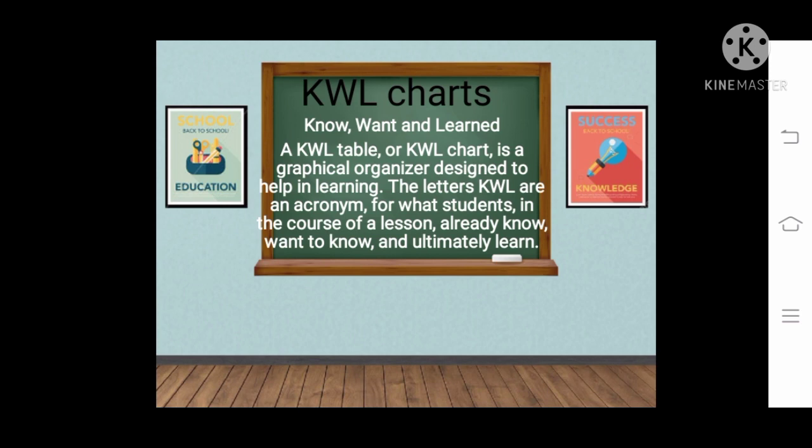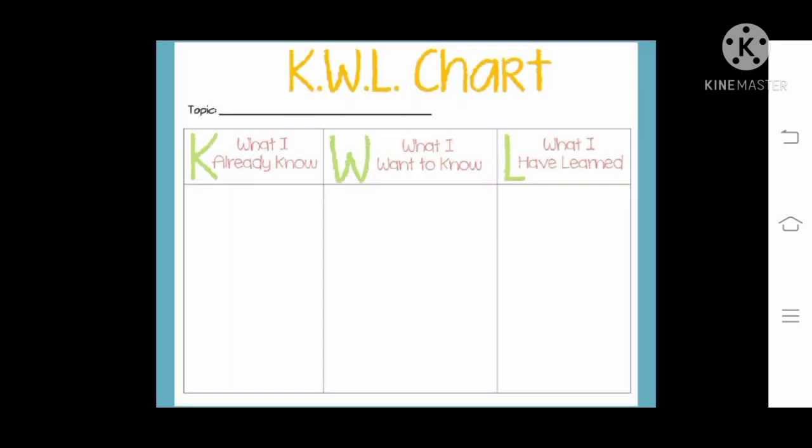Next is the KWL chart: Know, Want, and Learn. A KWL table or KWL chart is a graphical organizer designed to help in learning. The letters KWL are the acronym for what students in the course of a lesson already know, want to know, and ultimately learn. K stands for what I already know, W stands for what I want to know, and the last, L, stands for what I have learned.